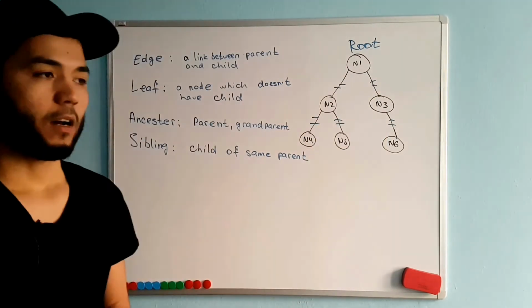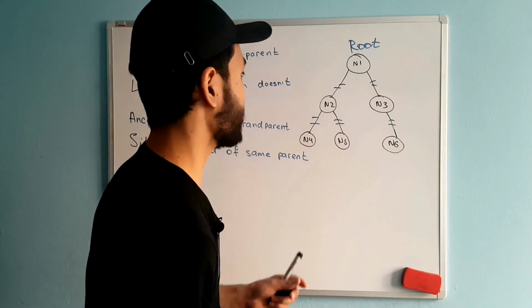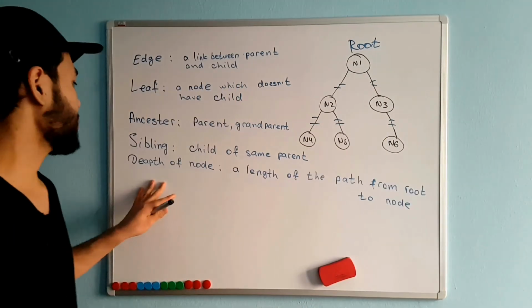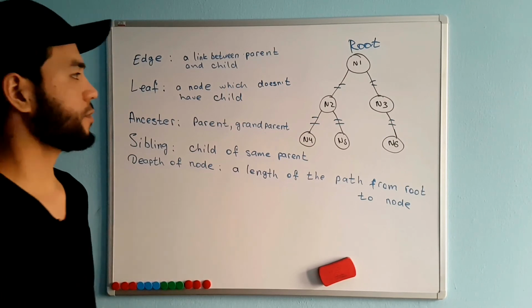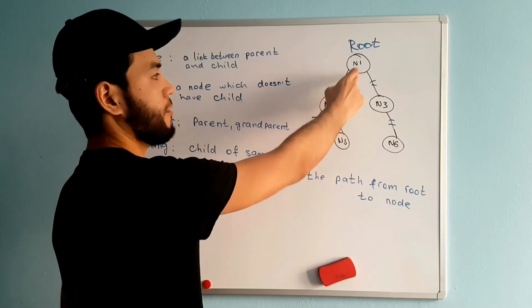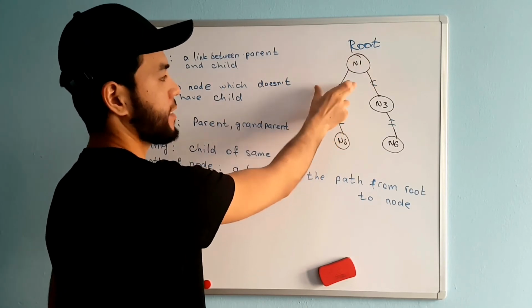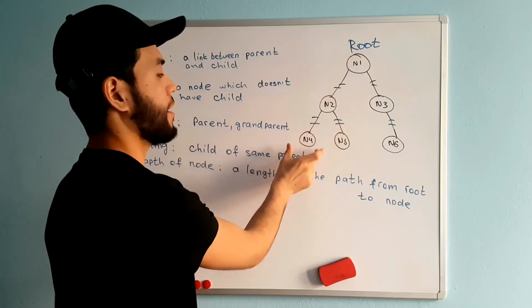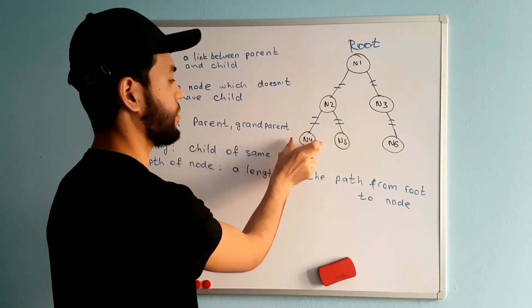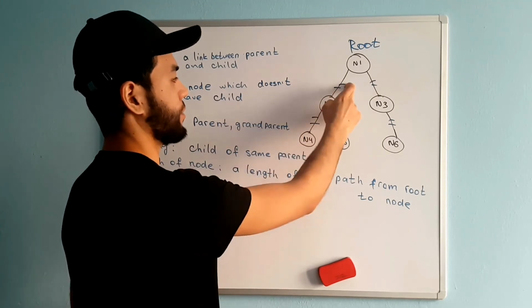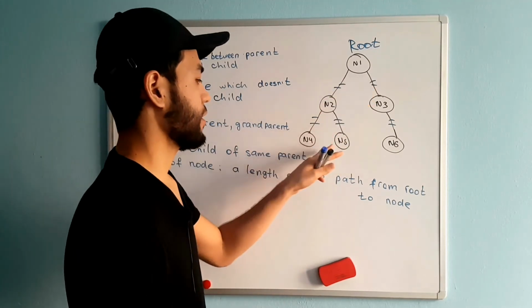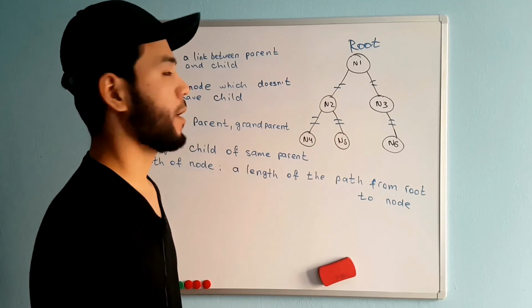And also we have the depth of a node. I'm going to write here, depth of node. The depth of n3 and n2 is 1, okay? It is the length of the path from the root to the node, which is 1. And you can see here the depth of n4 is 2. It is the length of the path from the root to the node, whatever node we want to know about, okay?